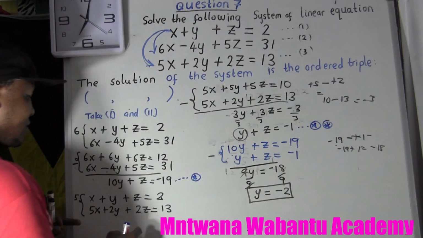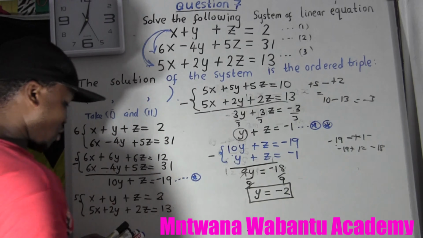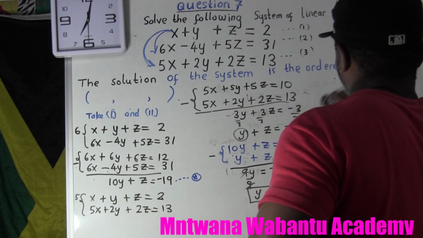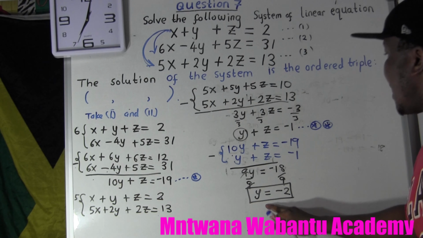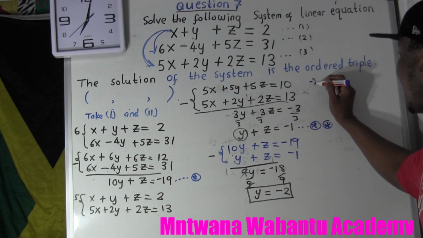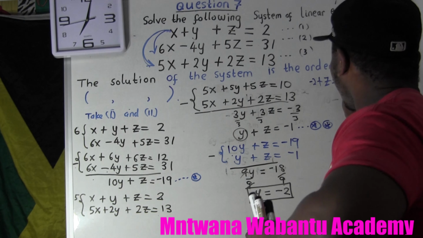Y with z, y with z. Any of these two is going to give the same answer. So let me pick this because this is easier. I'm going to take y and plug in here in the second star. So y equal to negative 2, so this is going to become negative 2, and then plus z equal to negative 1.